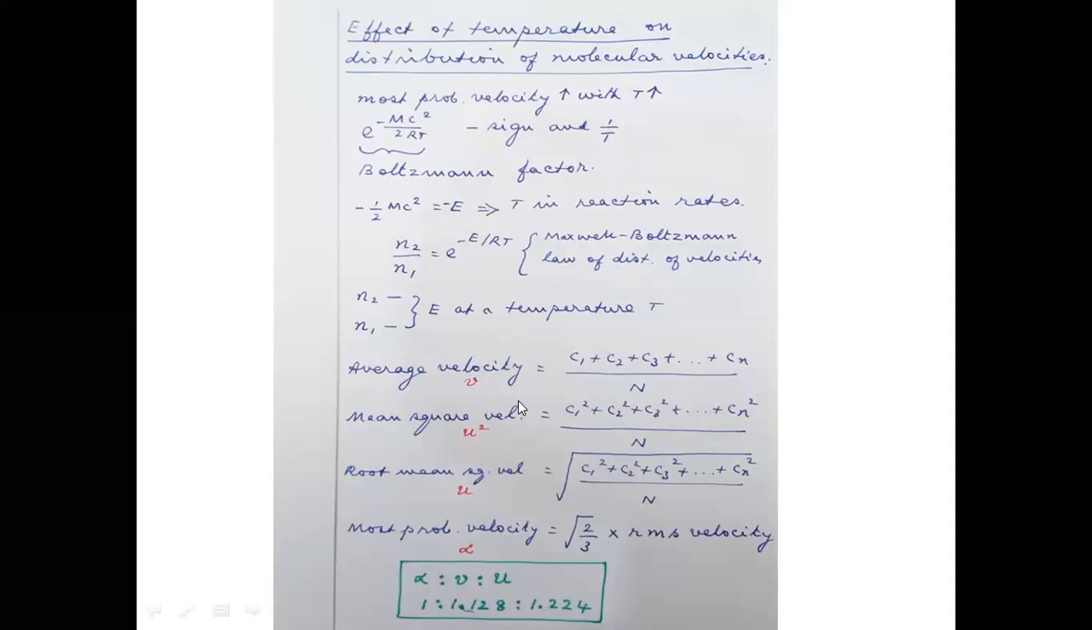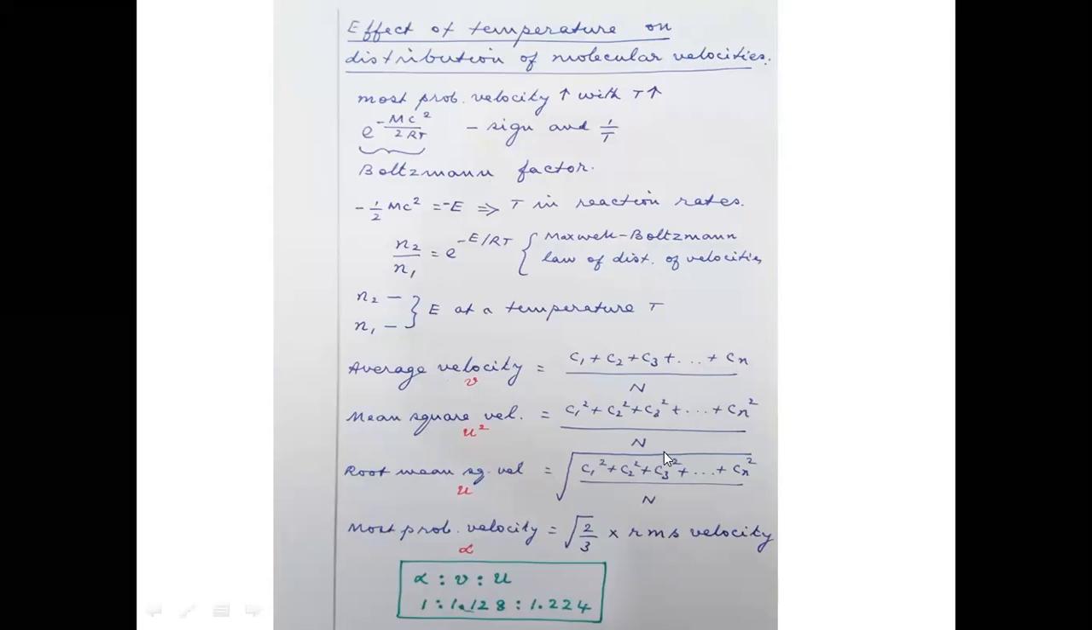What is average velocity? Consider molecules with velocities C1, C2, C3, up to Cn. If you sum up the velocities of all the molecules and divide by the total number of molecules, it is called average velocity, V.